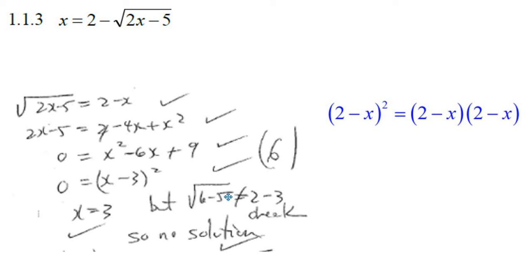The square root of 6 minus 5 doesn't equal 2 minus 3. You take this 3, put it back in, and show that you've checked it. And now we only had one solution here, but it's no solution at all, so there's no solution. And that's how this one works.